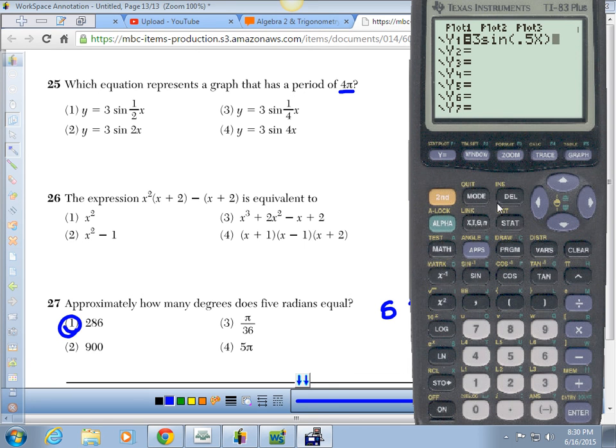And then I'm going to go to my window. I'm going to have my window start at 0, and I'm only going to take it out to 4 pi. I'm going to go from 0 to 4 pi. And you know how I'm going to scale them off? I'm going to scale them off by pi. So how many markers will I see along my x-axis? 4. Pi, 2 pi, 3 pi, and 4 pi.